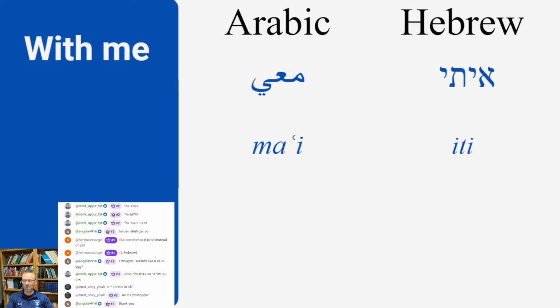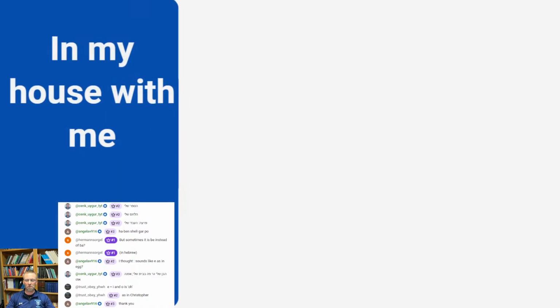So in Hebrew, iti. In Arabic, my. Notice that Hebrew is pronounced on the last syllable, whereas Arabic is pronounced on the next to last syllable. So now let's put it together.